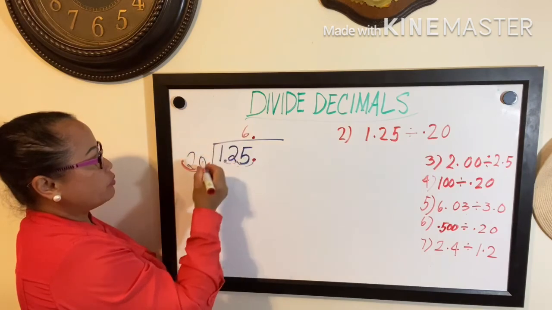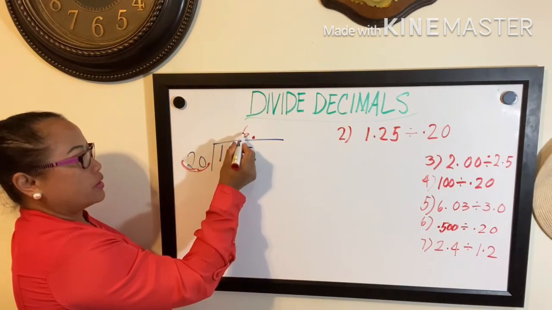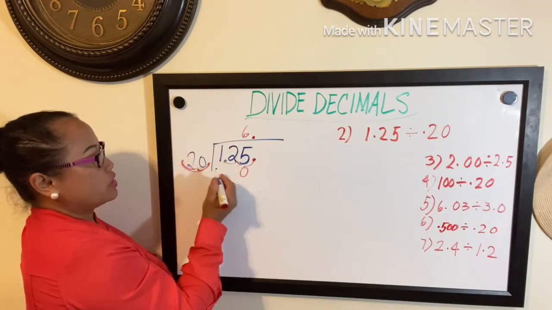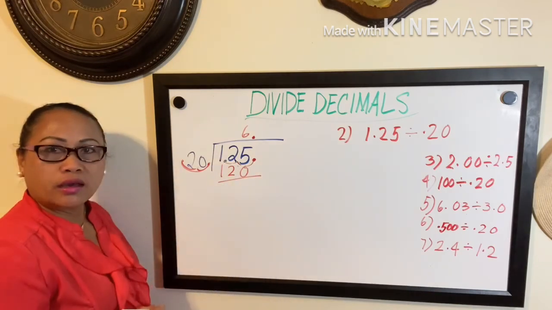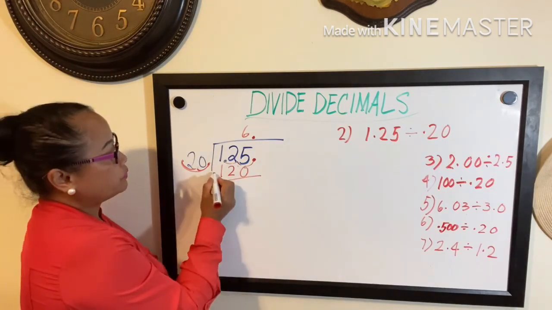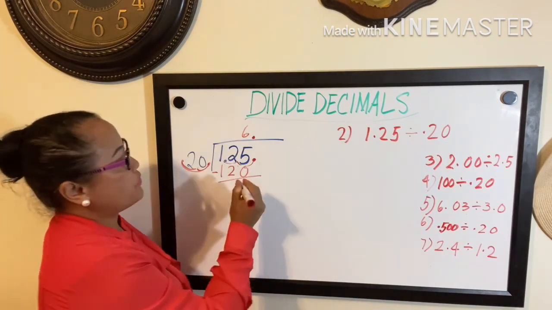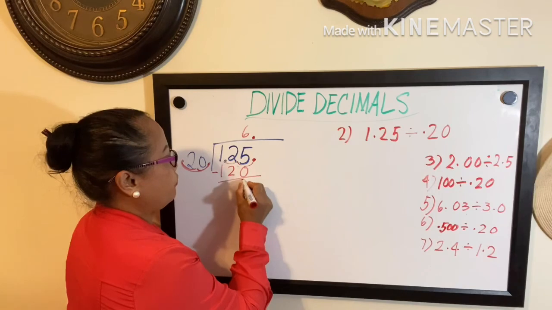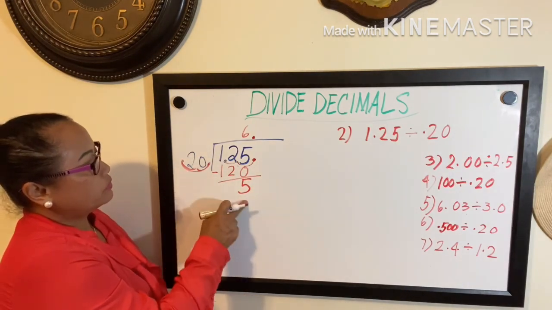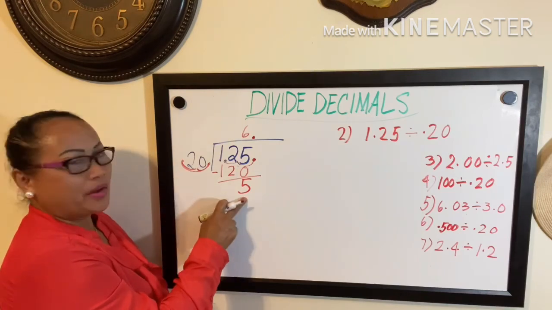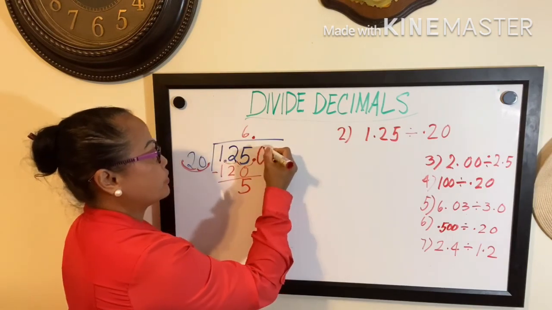So 6 times 0 is 0. 6 times 2 is 12. Now we can subtract. 125 minus 120 is 5. So, how many 20 goes to 5? There's none. So, we have to add 0 there.